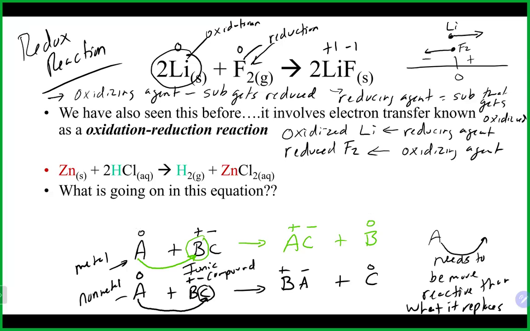So let's take a look at this example that we have here. We have zinc, which is a metal by itself, and it has no charge. We have hydrochloric acid, which is like an ionic compound with a positive and negative charge. What's going to happen in this case is the zinc is going to come in and kick out the hydrogen. When the hydrogen gets kicked out, it becomes hydrogen gas, the elemental form of hydrogen, which has no charge.